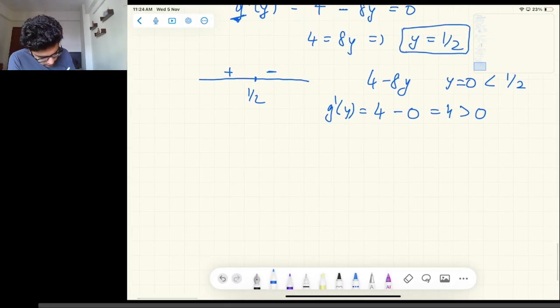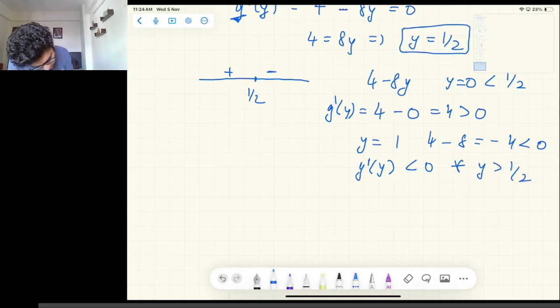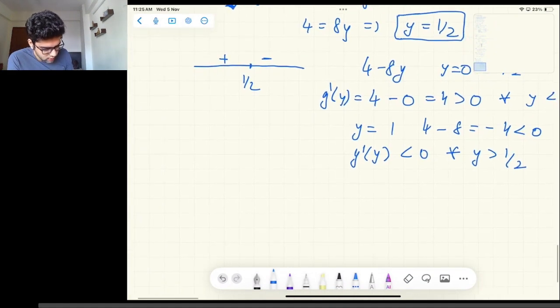On all points to the right of half, if I put in any value, for example y is equal to 1, I'll be getting 4 minus 8, which is negative 4, which is less than 0. So basically my g dash y has become less than 0 for all y greater than half, and g dash y is positive for all y less than half, right?